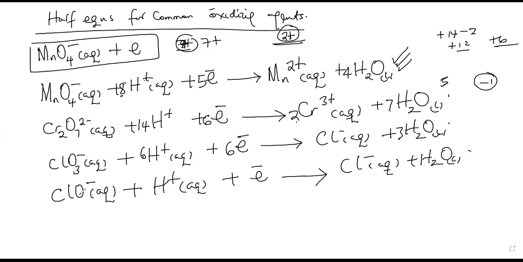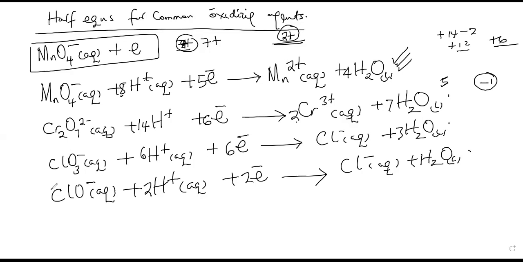Cl 1, Cl 1. Oxygen 1, oxygen 1. Hydrogen 2, hydrogen 1. So here you put a 2. After putting here 2, this is positive 2 minus 1, remaining with positive 1. But we want negative this side. So we shall put 2 electrons to balance it.